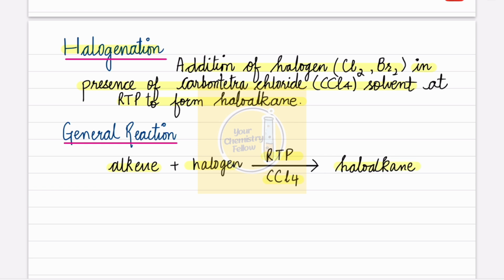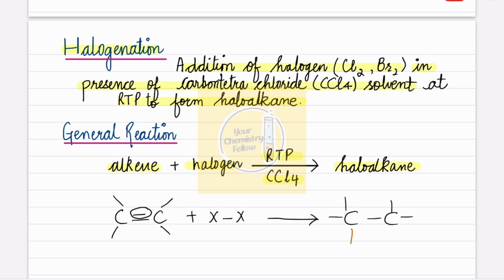What actually happens in the reaction is the double bond between the carbon atoms opens up, and as a result two new bonds are formed. I have shown these two new bonds with the orange color, and what happens is that the halogen atoms in the halogen molecule, one halogen atom will add up to one of the doubly bonded carbon atoms, and the second halogen atom will add up to the second doubly bonded carbon atom. So as a result, a new haloalkane molecule is formed.